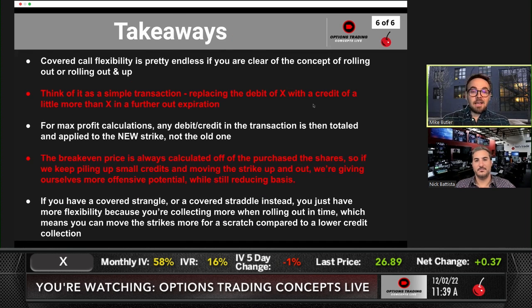So at the end of the day, covered call flexibility is pretty endless, like we're showing here, if you're clear of this concept of rolling out in time or rolling out in time and up on the strike plane. Think of it as a simple transaction, and this can be applied to any undefined or short premium trade. When you're replacing the debit of X with a credit of a little more than X in a further out expiration, that is a net credit.